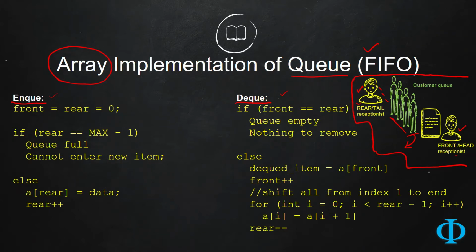Now this can be easily implemented programmatically by utilizing two different variables, the front variable for the front receptionist and a rear variable for the rear receptionist. The entire place where the customers are standing can be easily implemented using an empty array in a program just like this. So here A is an array, which is basically an empty array.